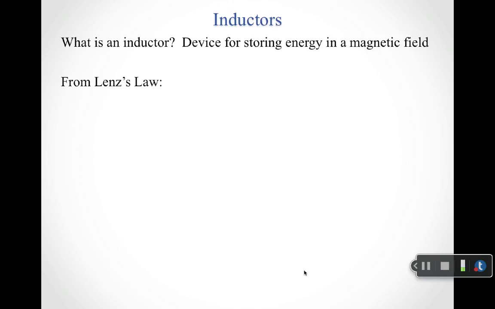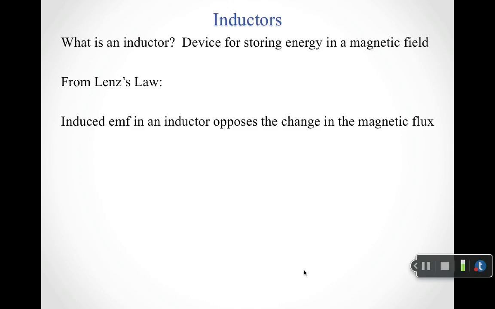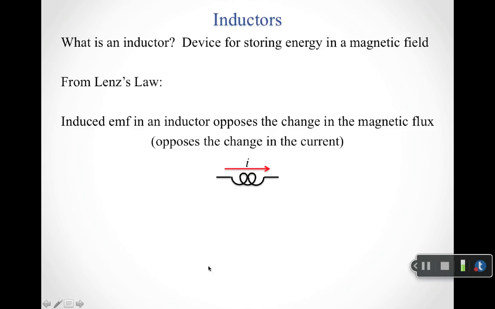All right, so from Lenz's law, that's sort of talking about how Faraday's law, what it tells us about an inductor. What Lenz's law tells us about an inductor is, again, we know that the induced EMF is going to oppose the change in the magnetic flux. So what does that mean? Well, partly what it means is it's going to oppose the change in the current. So let's assume, again, here's our symbol for an inductor. And again, you can sort of see the wire wrapping around. That's sort of where that symbol comes from.